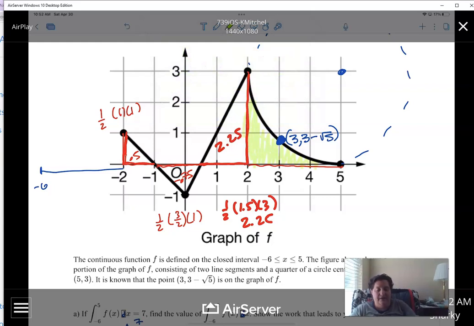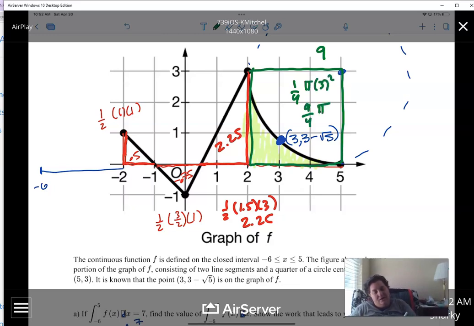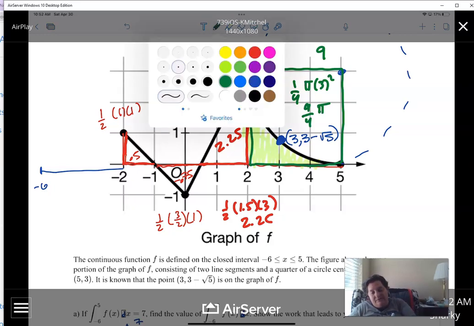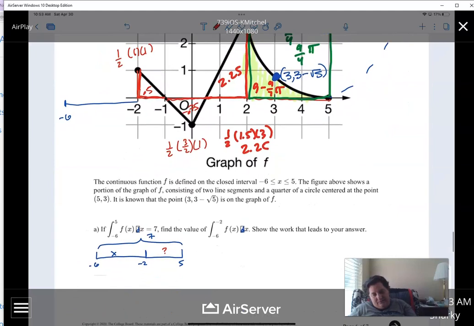Now this last one, you guys, I have to find this area. That's a little weird because it's like the outside part of a circle, but check out how I'm going to do this. This entire thing right here is base 3, height 3. So that rectangle is 9. Now, this is a quarter of a circle, and the circle has a radius of 3, so it's 1/4 pi 3 squared. So it's 9/4 pi. So this little extra part right here is going to be 9 minus 9/4 pi.